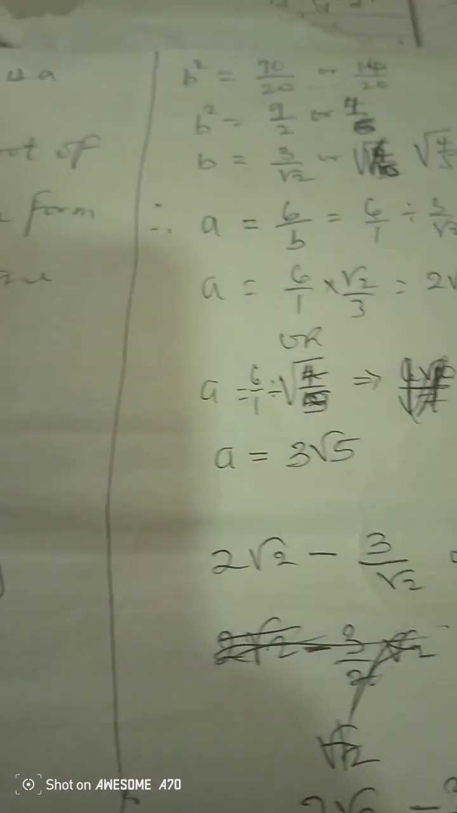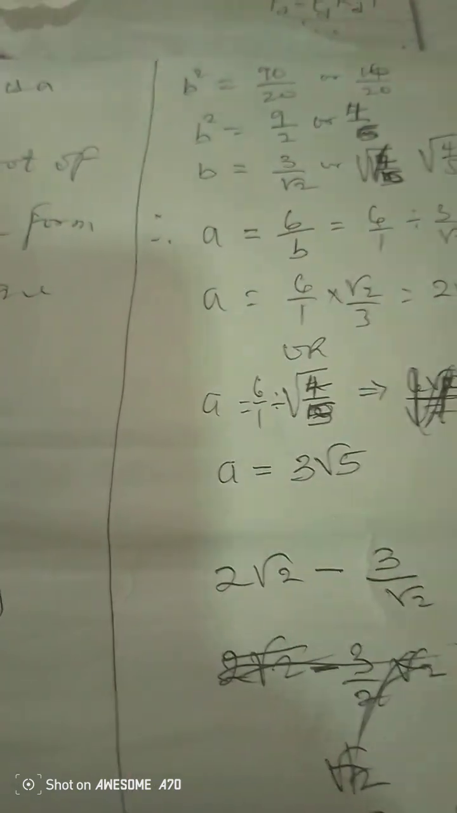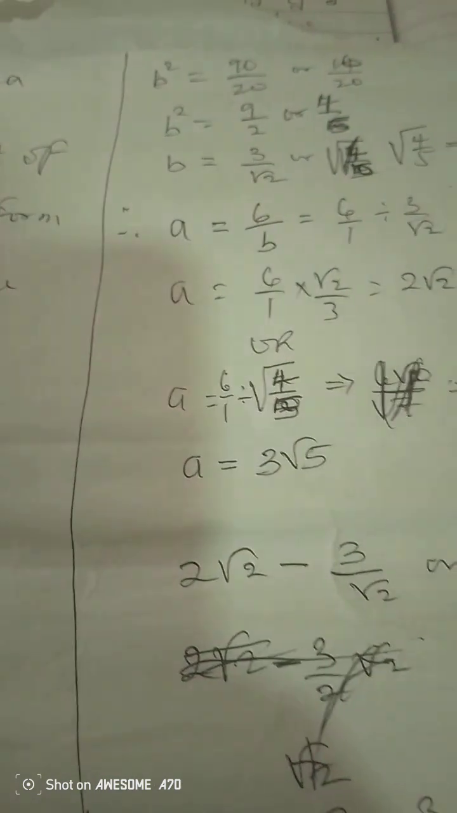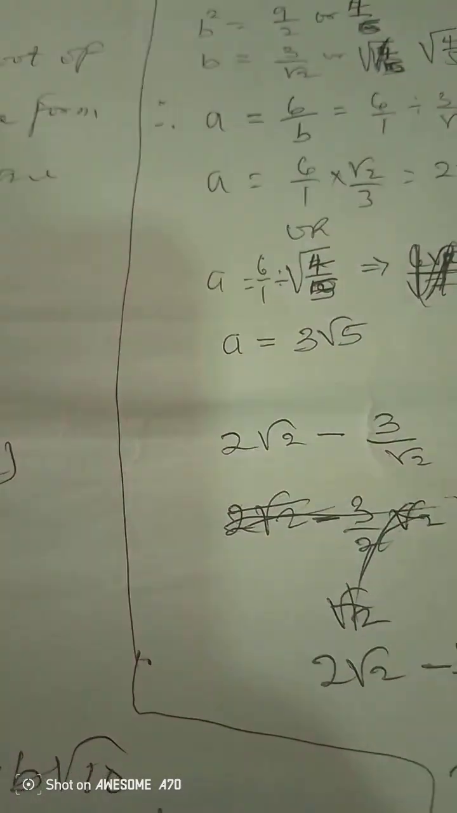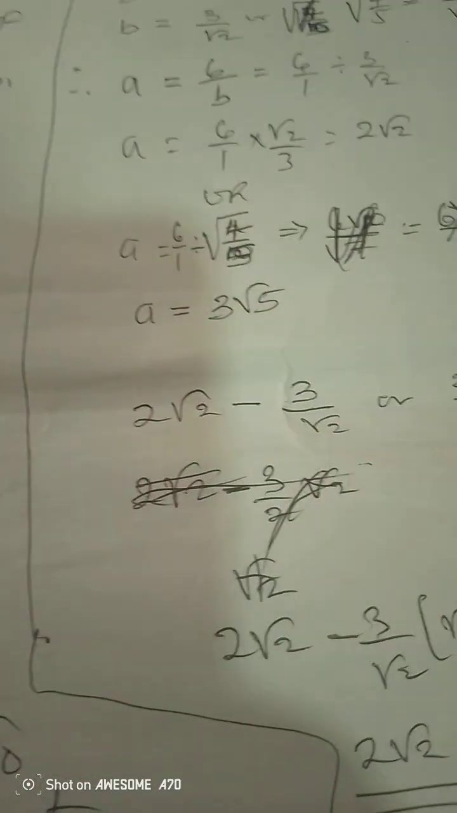So recall that a is equal to 6 over b. In that case, if we substitute b as 3 over root 2, we will have a given as 2 root 2. Or if we substitute b as 2 over root 5, we will have a given as 3 root 5.